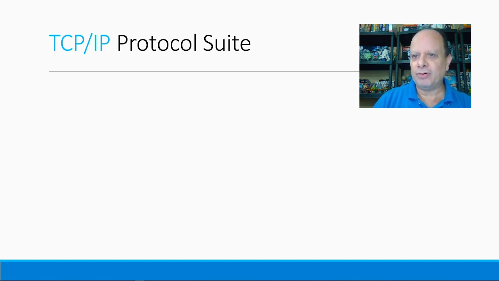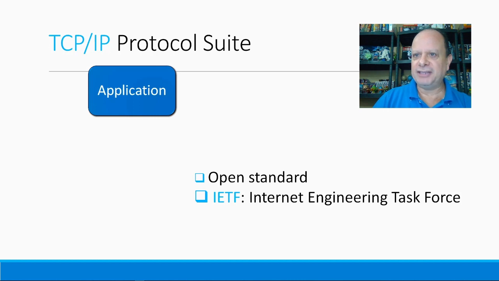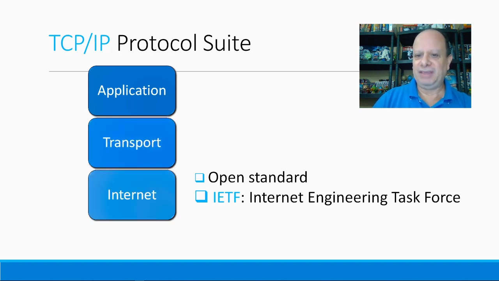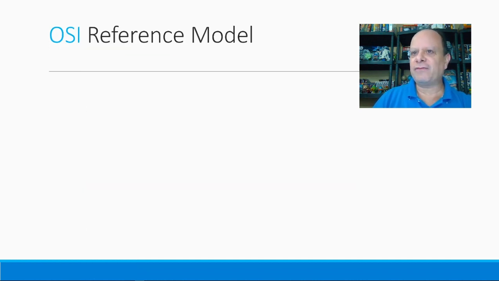The TCP/IP protocol suite is an open standard protocol suite created and maintained by the Internet Engineering Task Force, or IETF. It is a stack of 4 layers. These layers are application, transport, internet, and network access. A reference model is a framework to help us understand and implement the relationships between different protocols. Also, the model provides us with a common language that we will use to describe the network functions and capabilities.